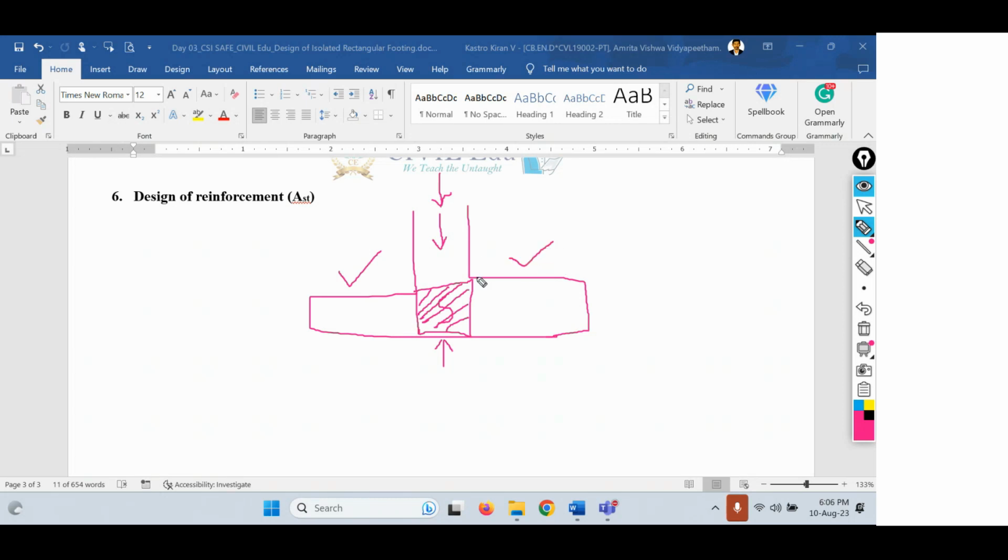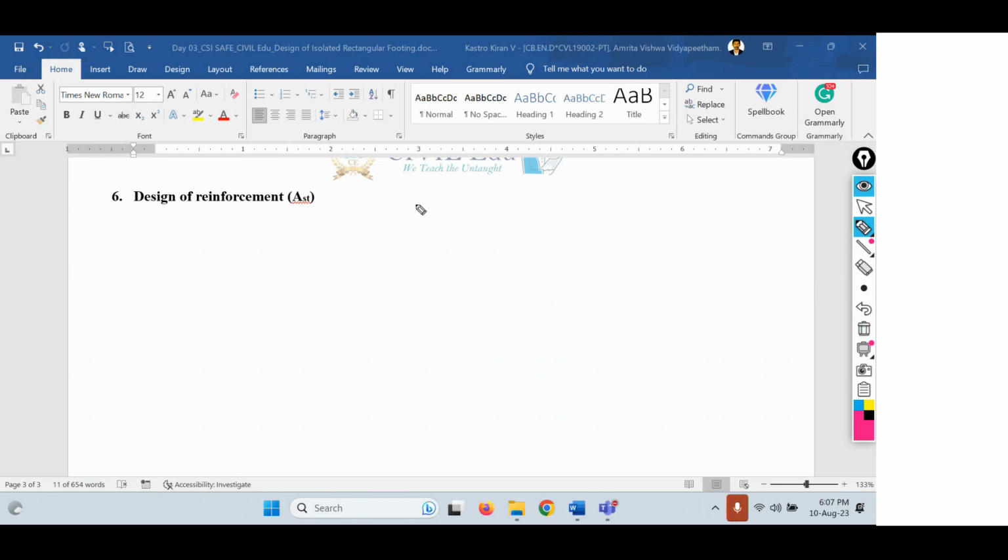So by using this one, we can analyze the approximate bending moment diagram of the footing, including the column. So how does it happen? It happens in this way. So let me go in this way.